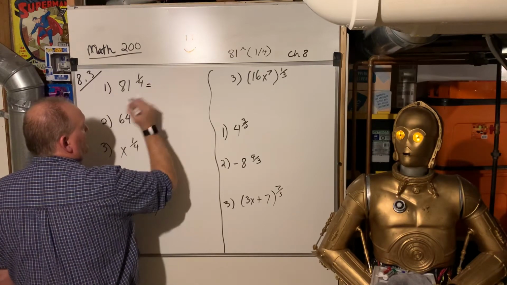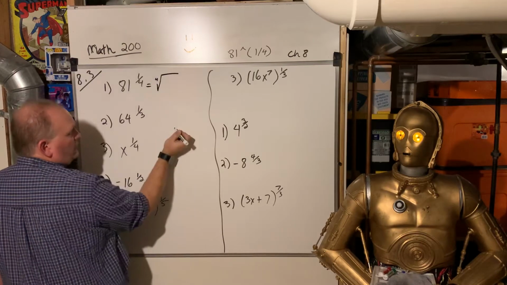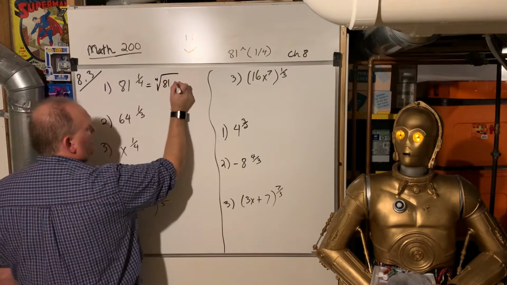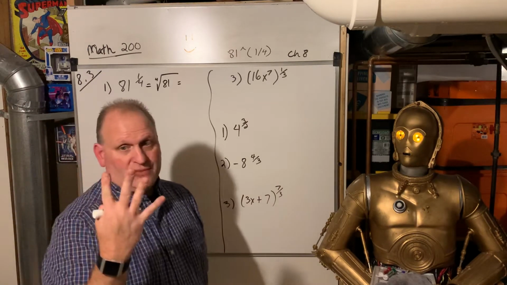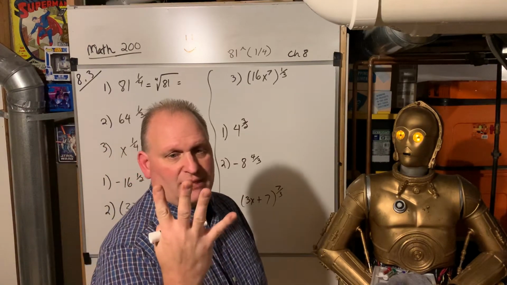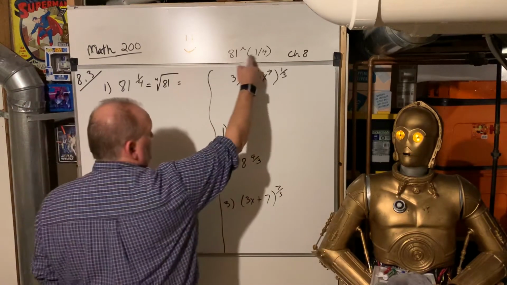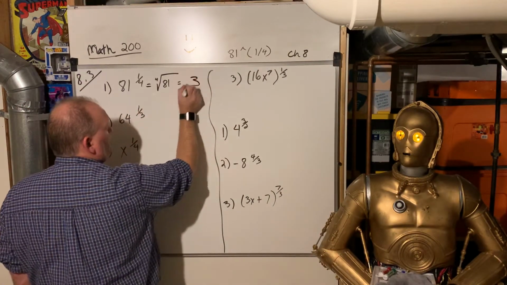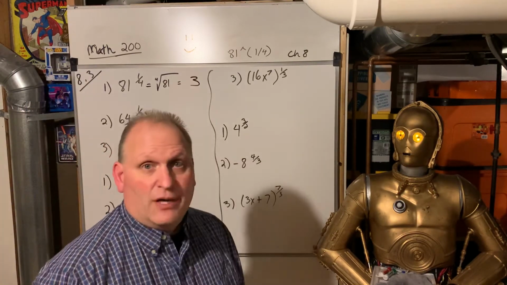That's a good way of entering it into the calculator. They want it in radical form, so this means 1/4 power is the 4th root of 81. When we interpret that, that is asking what times itself 4 times in a row, so what times itself times itself times itself gives you 81. The answer is, if you put that in your calculator and hit enter, 3. 3 times 3 is 9, times 3 is 27, times 3 is 81. Okay?